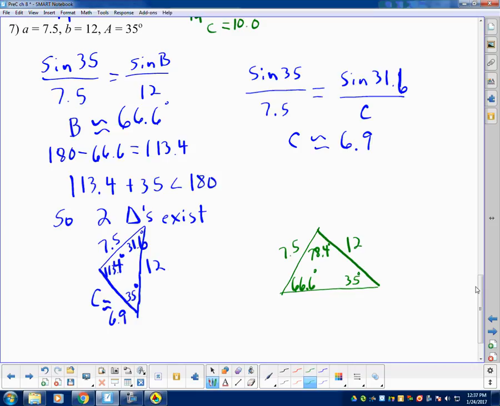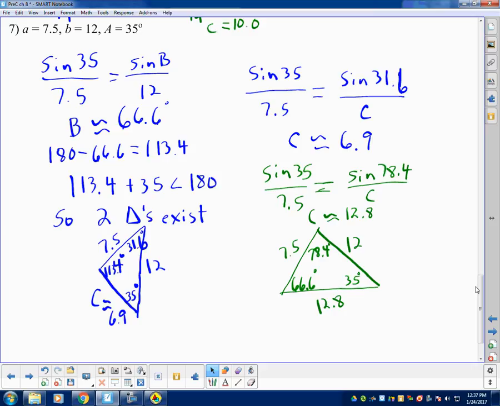And then here I can set up again sine 35 over 7.5 equals sine 78.4 over C. So this is a different C in a different triangle. And then here, going through the same process, C should be about 12.8. And that's my longest side for that acute triangle. So this is the case where we have two triangles.